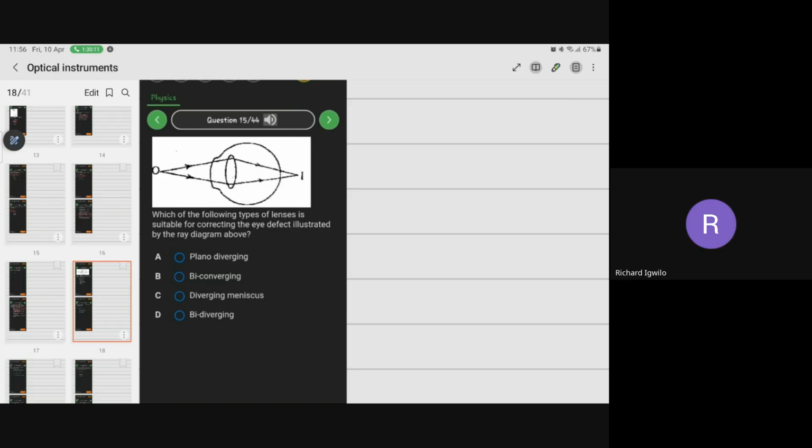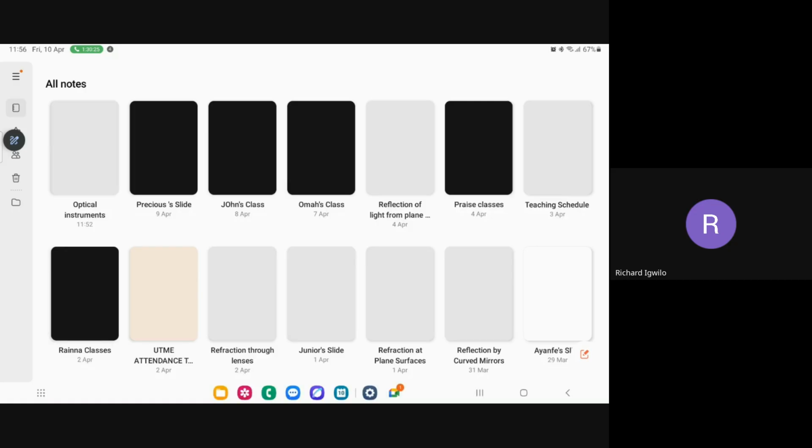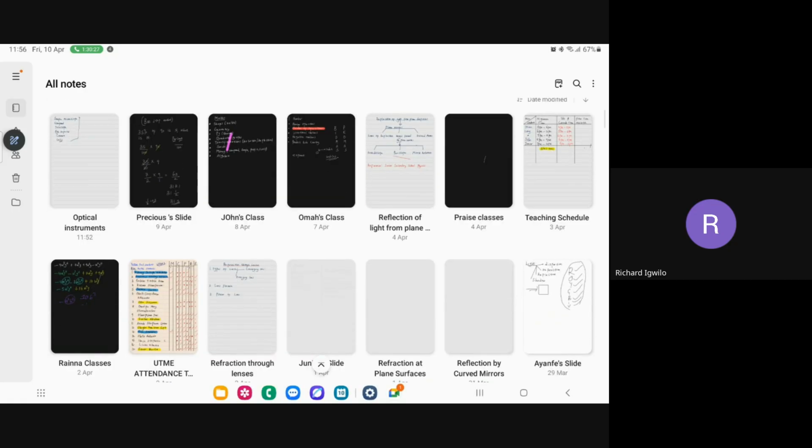There are different kinds of lens. I think I explained that in this class. Let me show you. We have the biconcave lens, biconvex. When you see that, don't be confused about lenses. All you know is that it's a converging lens, but there are different kinds of converging lens. Now, this was about refraction through lenses.